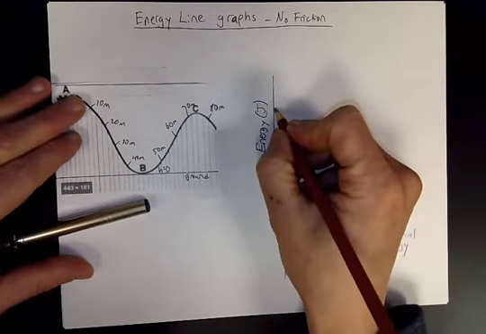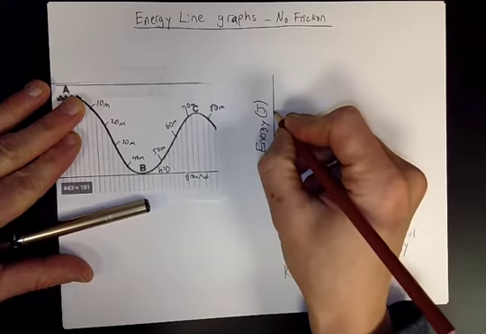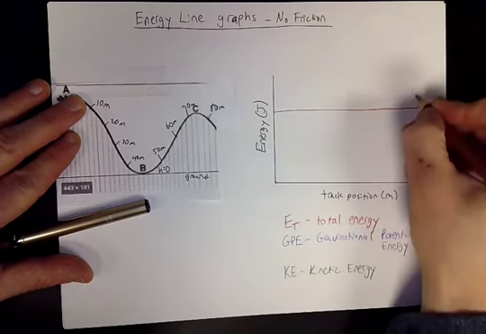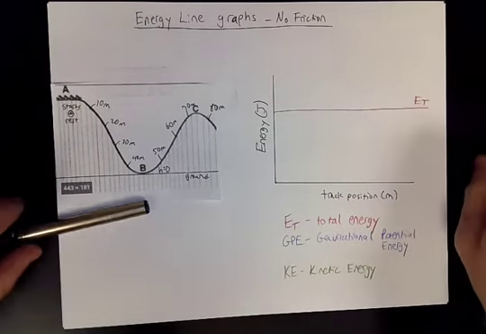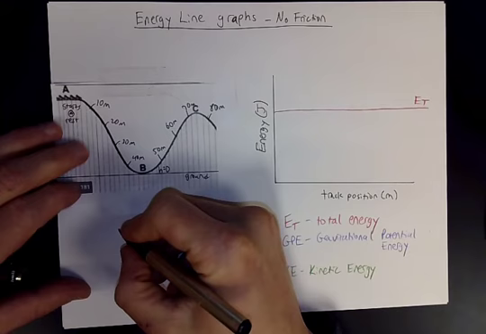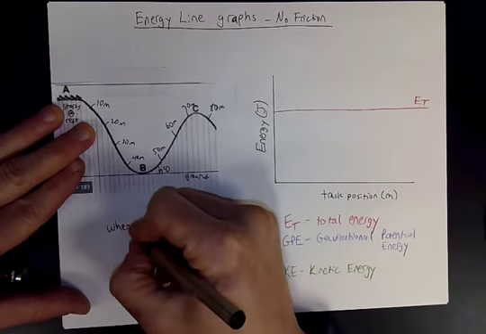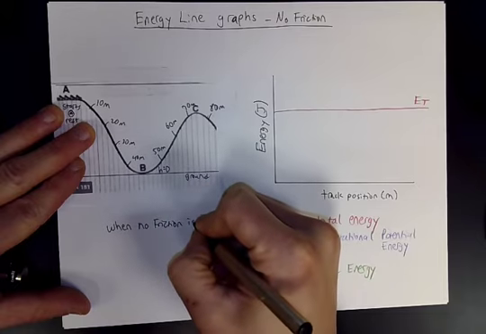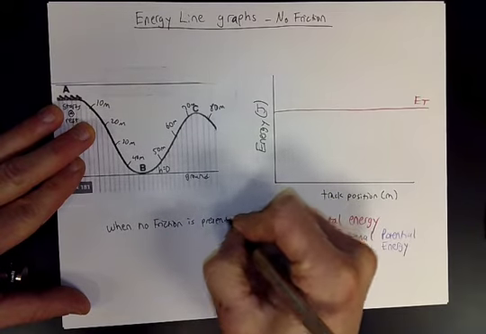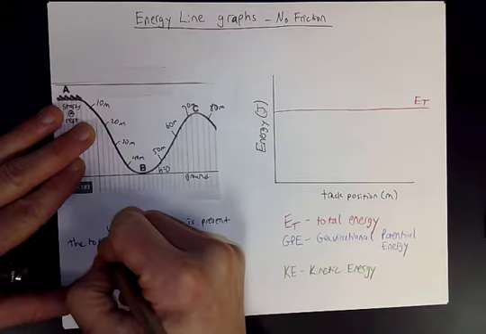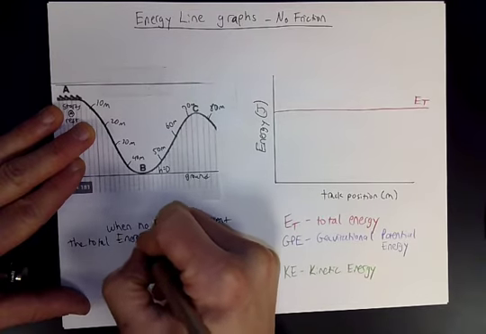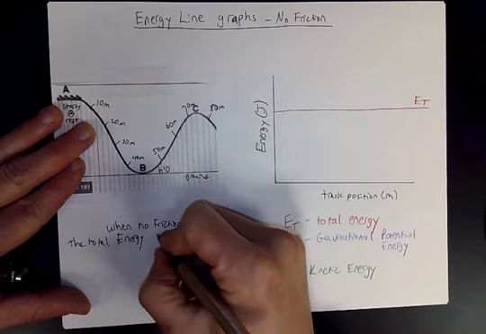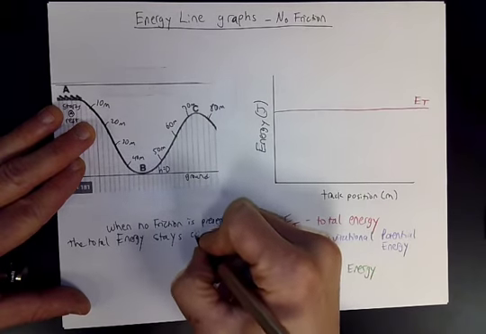And the total energy line with no friction is going to look like a flat line for the total energy. This is because, let's write this down underneath the coaster here. When no friction is present, the total energy, is that going up or down? Well, neither. It stays constant.